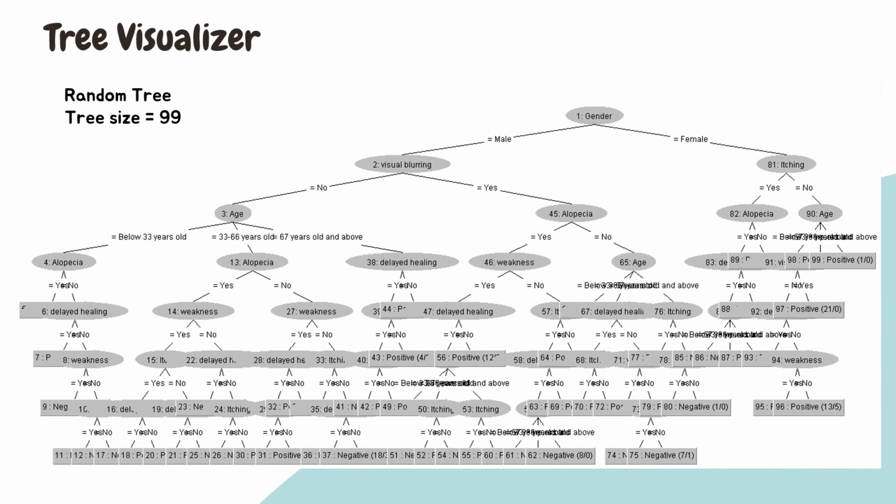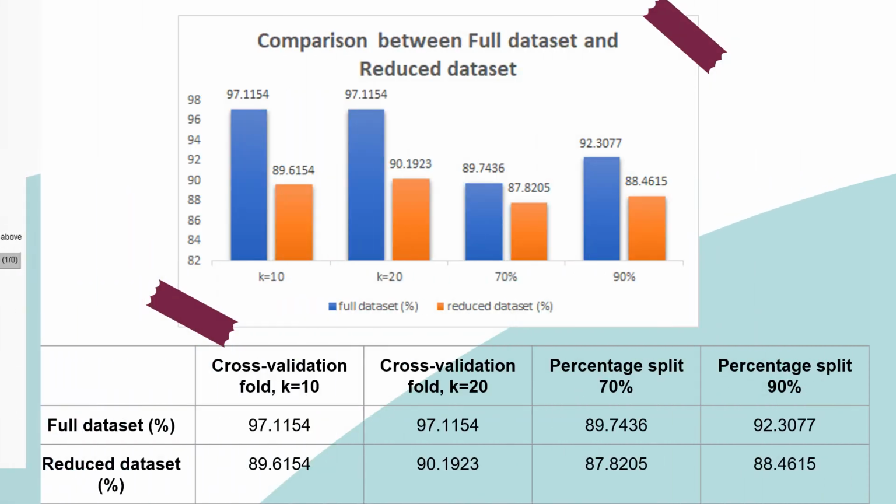And to visualize the tree, right-click on the result list panel, then choose Visualize Tree. The tree is as shown in the slide. The size of the tree is 99.